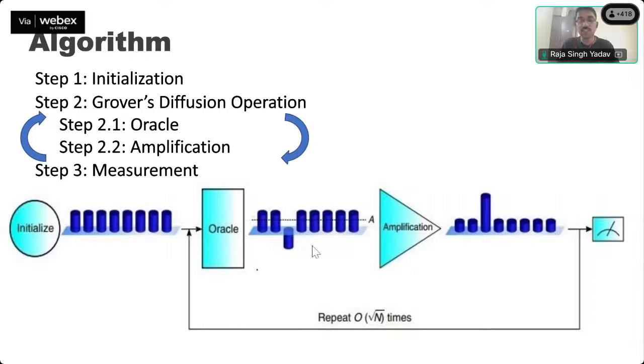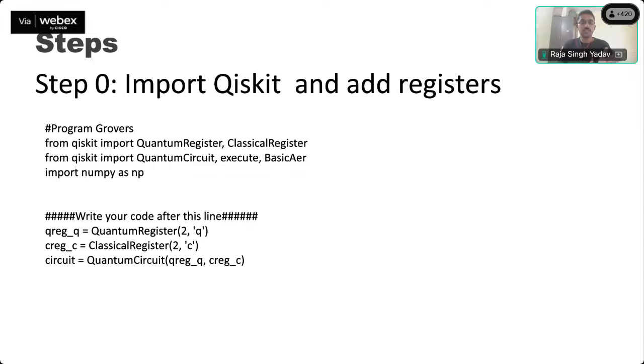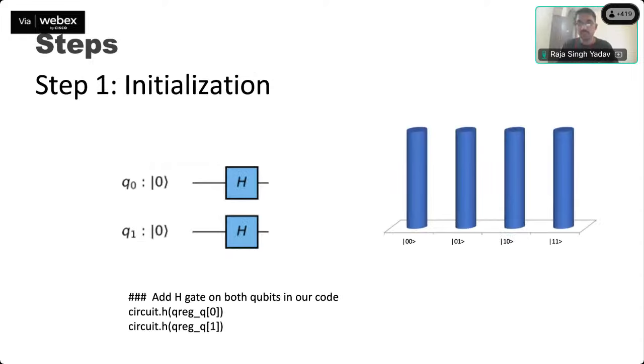Repeat this whole process, oracle and diffusion, root n times, and once the number of iterations is done, simply do the measurement part, and you're able to see the marked element with a very good chunk of probability, 96% for 3 qubits. Now this is the code for it. I'll come to that part later.